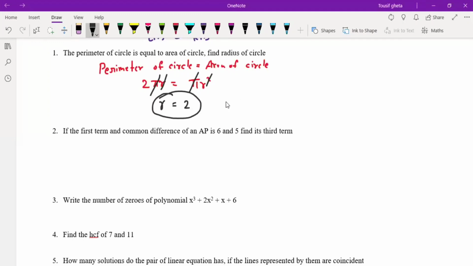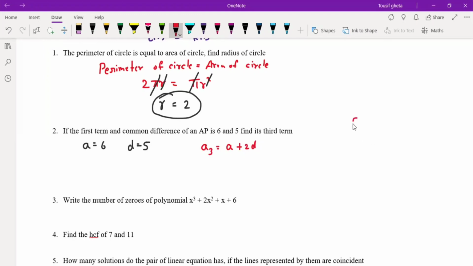Okay. That is from the first one. Let us go with the second one. It is from the AP chapter. If the first term and the common difference of an AP are 6 and 5, the first term is 6 and common difference d is equal to 5, and they're asking us to find out the value of the third term, that is a3, right? So I can use the formula directly, but I will do it directly like a plus 2d.